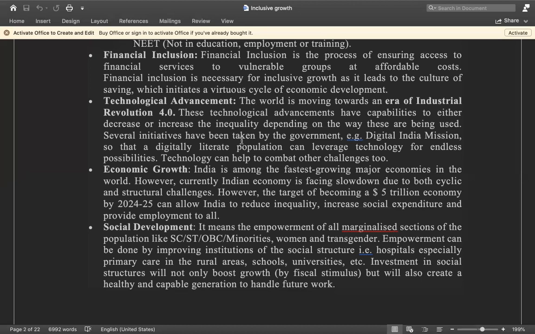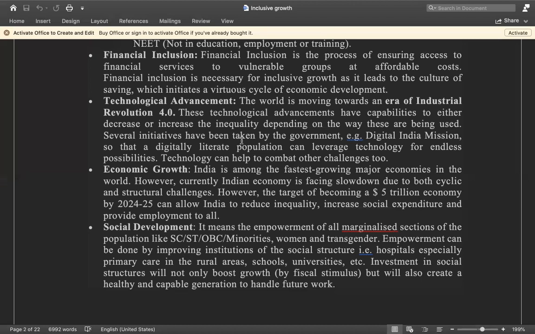Next, the importance of inclusive growth is that it is indispensable for sustainable growth, isn't it? Inclusive growth is very, very important for sustainable growth. Sustainable growth means growth not only for the present, but for the future also. If we include everyone, automatically it will go into the future.